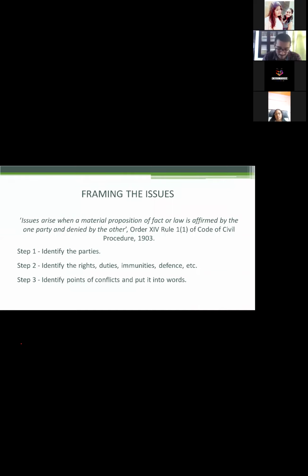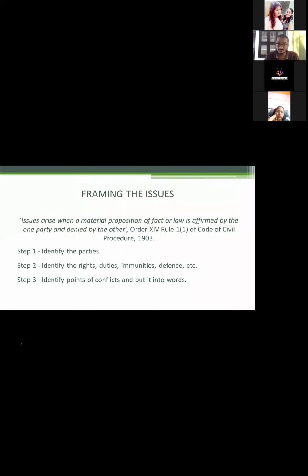Because this time you don't have to go through the rights and duties of the petitioner in general, but it should be specific to the problem. You'll only have to go through the problem, and you'll have to identify those rights or duties or defenses or immunities that the petitioners or the defendants, respondents, are claiming that they have.